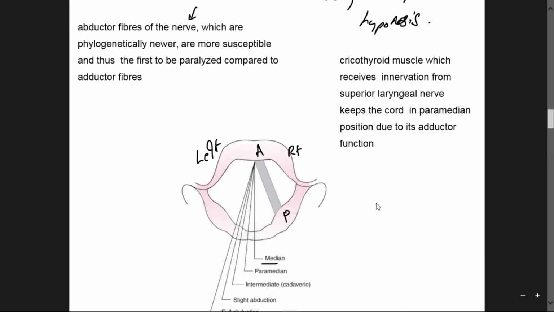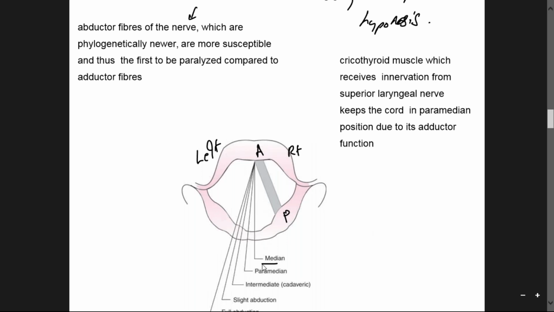Recurrent laryngeal, I told you, supplies all the muscles, involving both adductors and abductors, except cricothyroid, which is supplied by the external branch of the superior laryngeal nerve. So now what happens to the vocal cord? Remember that the recurrent laryngeal supplies both the adductor and abductor, right? Except the cricothyroid, which is an adductor, you keep that aside. So both adduction and abduction should be affected, right?